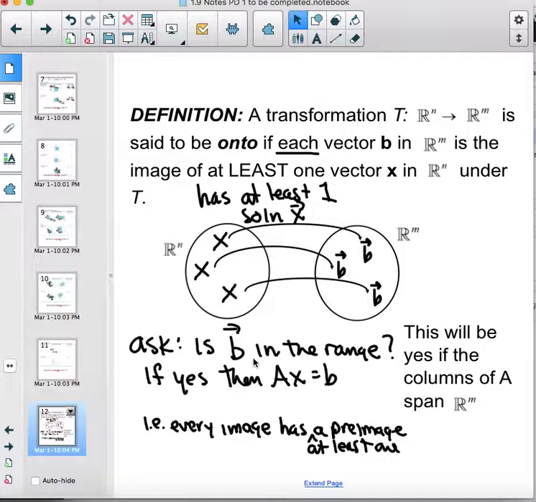So you're always going to ask yourself, is b in the range? If the answer is yes, then you know that Ax equals b, and that image has at least one preimage. So is b in the range? This answer will always be yes if the columns of A span the codomain. If the columns of A span the codomain, that means that every single row has a pivot. We'll talk more about that in a minute.